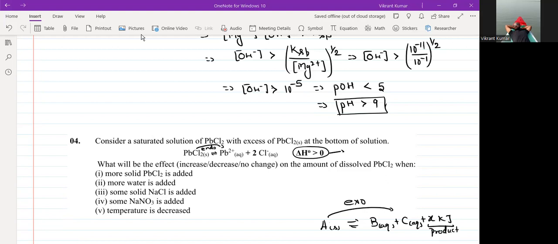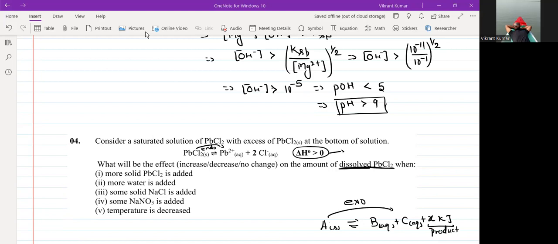अच्छा एक बात बताओ, मेरा आंसर इंक्रीज कब आएगा, जब फॉरवर्ड शिफ्ट होगा या बैकवर्ड शिफ्ट होगा? फॉरवर्ड शिफ्ट. Why? Because it is asking you amount of dissolved PbCl2, not the solid one. And that's why whenever we'll be getting forward shift, I'll say it will increase. If I'm getting backward shift, we'll say decrease.